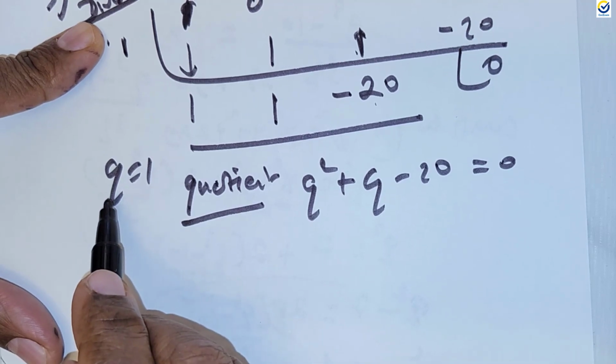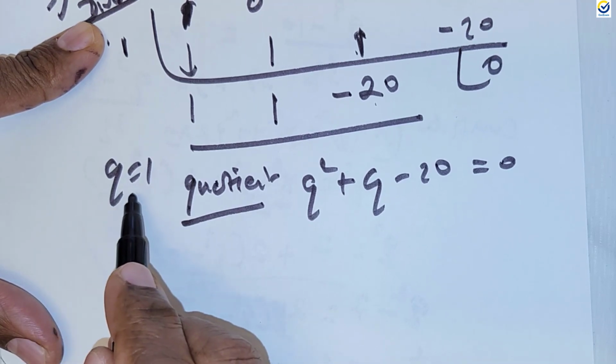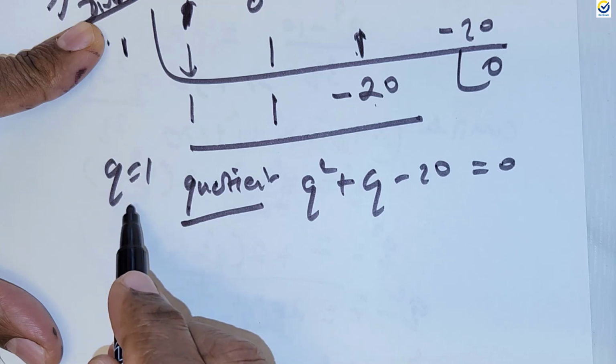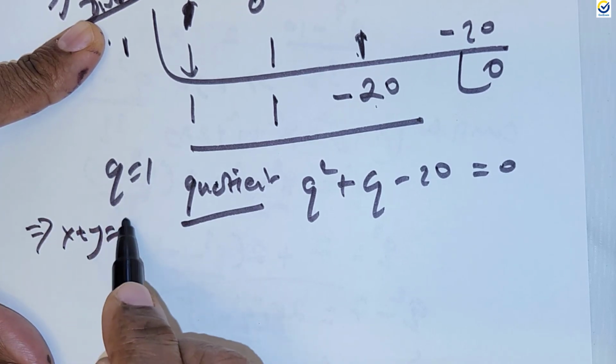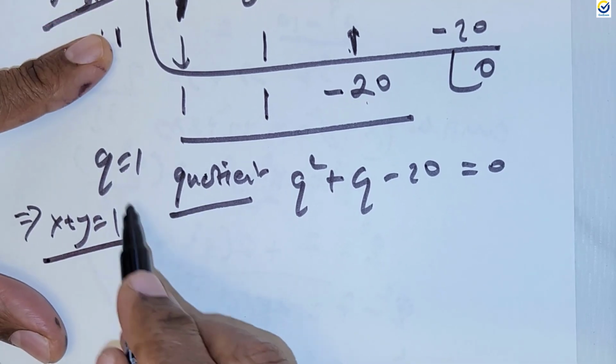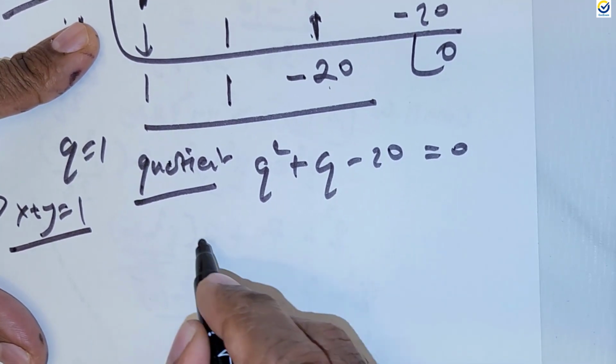So this gives me one root, q is equal to 1. What is the meaning of this? This means x plus y is equal to 1. Okay, so that is the understanding. Now let me solve this one.